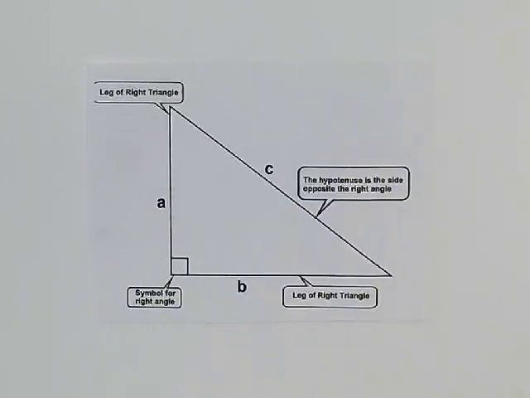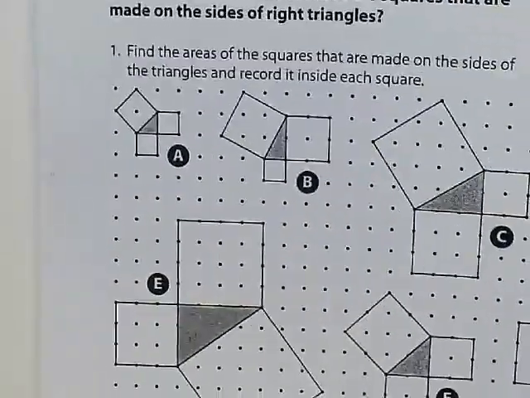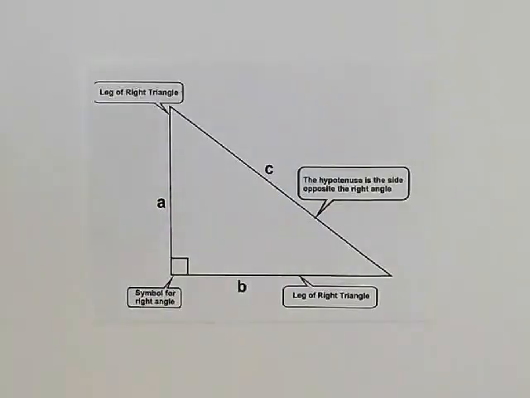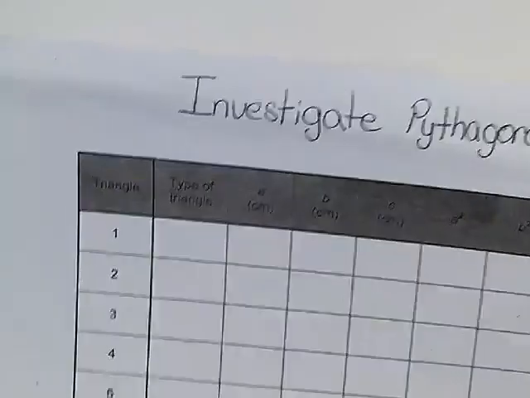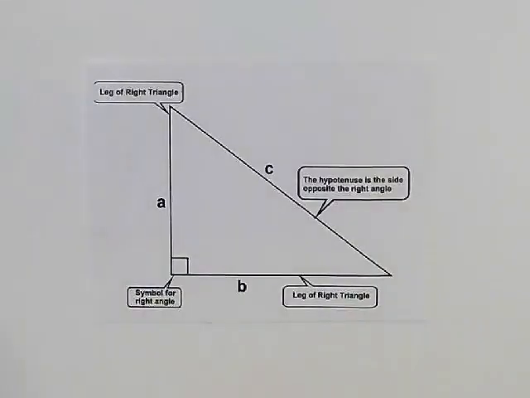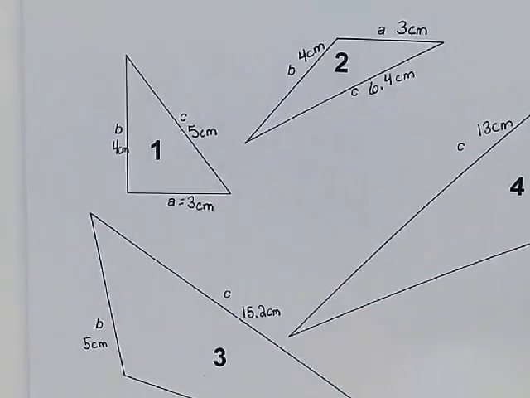Hey guys, today we're going to be doing a lesson online. So you're going to be listening to the video and following along. You should have picked up 3 papers when you came in. The first one is this one, looking at areas of squares. The second one talks about investigating Pythagorean theorem. And then the third one is the one with all of the triangles.